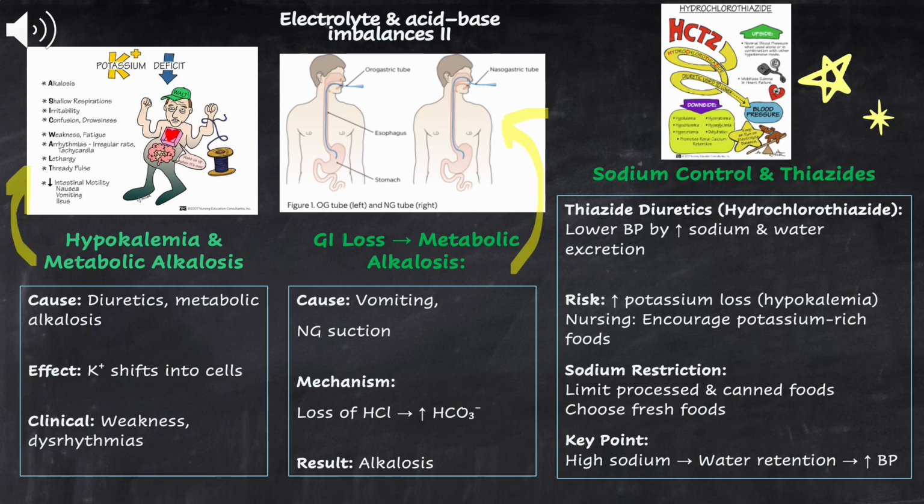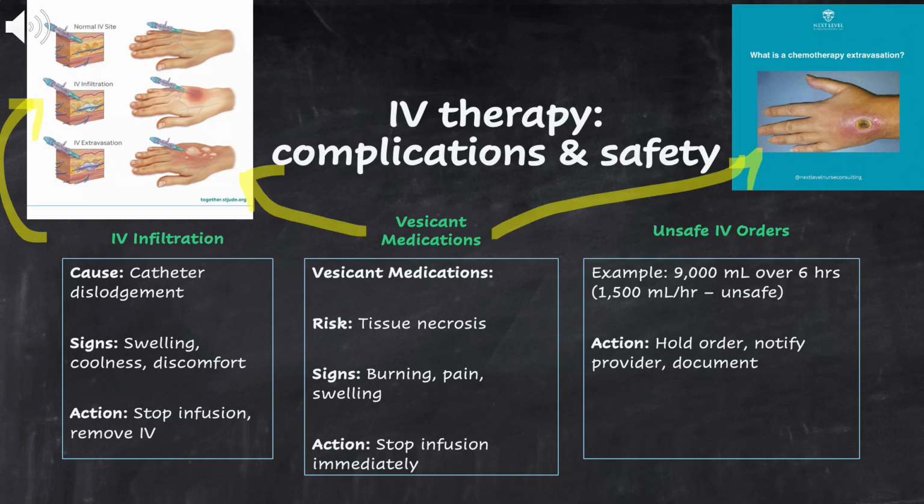Limiting processed and canned foods and choosing fresh options helps reduce water retention and control blood pressure. In summary, potassium shifts contribute to hypokalemia and alkalosis. GI losses can cause metabolic alkalosis, and thiazide diuretics require careful potassium and sodium monitoring. Now let's review IV therapy complications and safety.